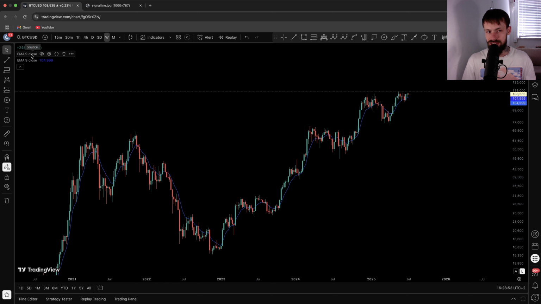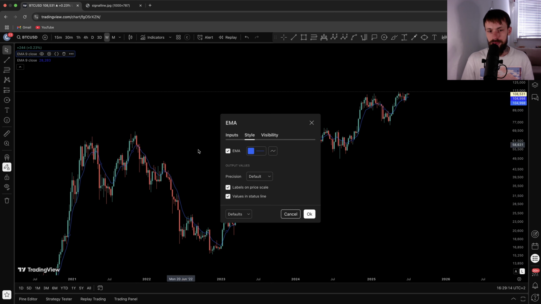Now, to customize these EMAs to our preferences, we will come up to here, and you can see that it tells you what the indicator is. It's a moving average exponential, an EMA. This is the length of the EMA, and then this is the source for it. Okay, we don't really need to focus on this too much, but what we are going to focus on is settings. So we're going to customize these EMAs to our own preference, and you can see it gives you inputs, style, and visibility. I would ignore visibility and just focus on inputs and styles for your personal preference.